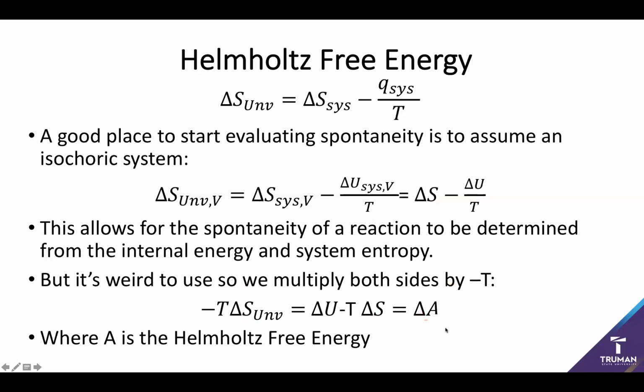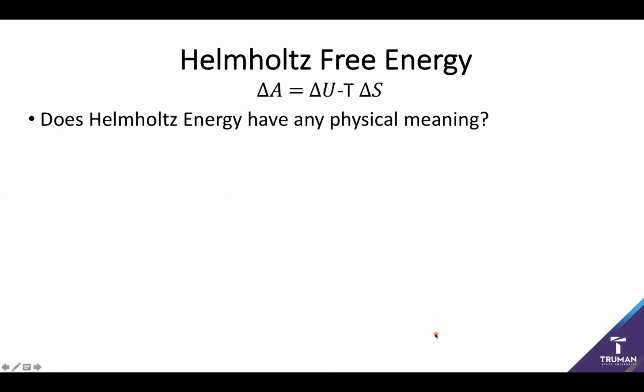So Helmholtz free energy is going to be another metric of the favorability of a reaction. Just like universal entropy indicates a favorable reaction if our universal entropy change is positive, similarly, because of the negative sign, a reaction is considered favorable if the change in Helmholtz free energy is less than or equal to 0. So again, we have a bit of a sign change.